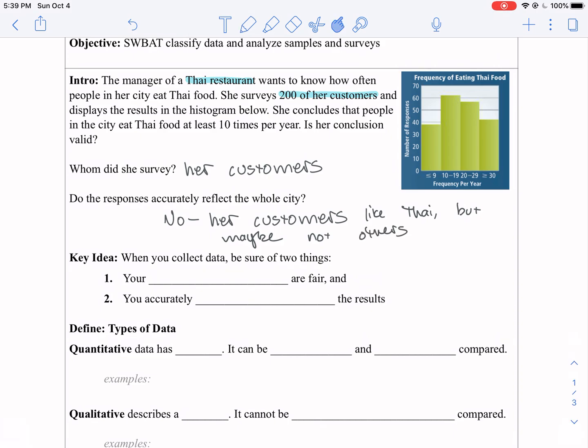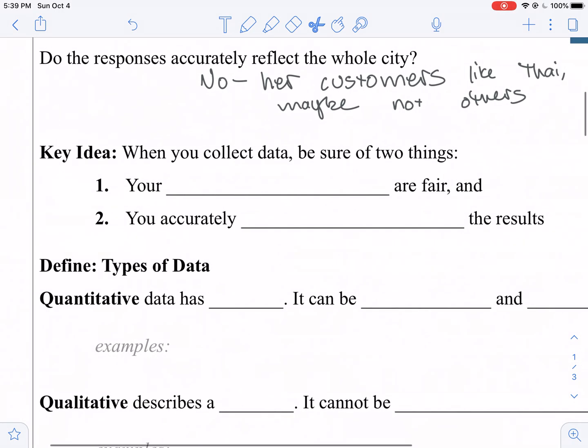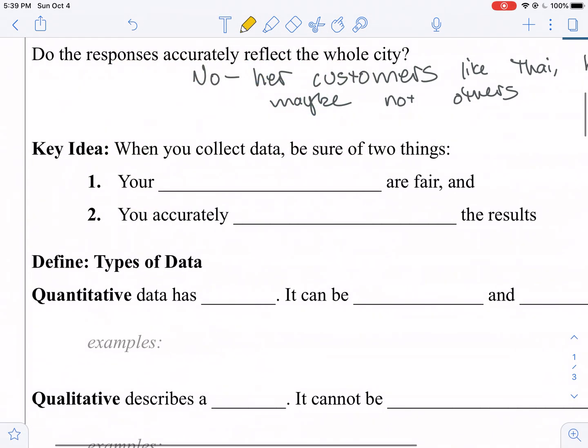So this is one very small example of why it's important that when you're collecting data, you need to be sure of two things. First, that your methods are fair. Like, she only surveyed people who already like Thai food, who already get Thai food a lot. And you also need to make sure that you accurately represent the results.